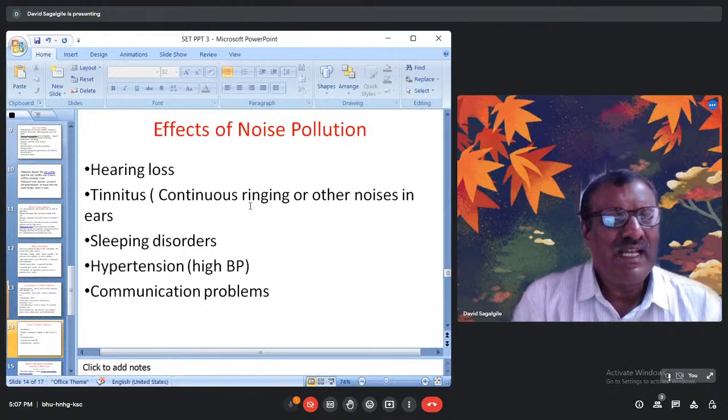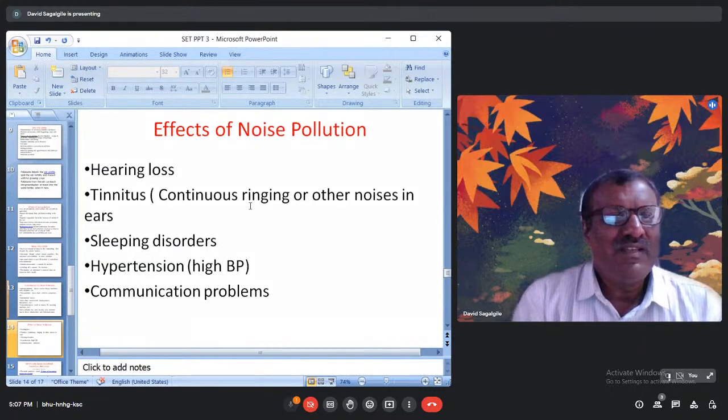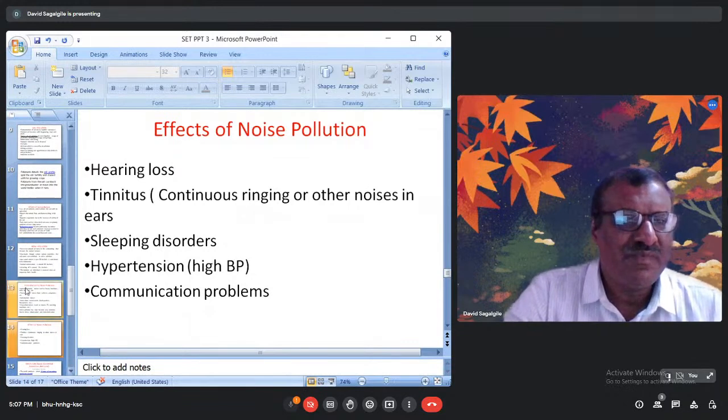Then we see that hypertension, high blood pressure. People who are always subject to sound pollution, they also get hypertension or what we call as blood pressure. And then also communication problems are there. You are not able to communicate, you are not able to talk with others because the noise is so huge.